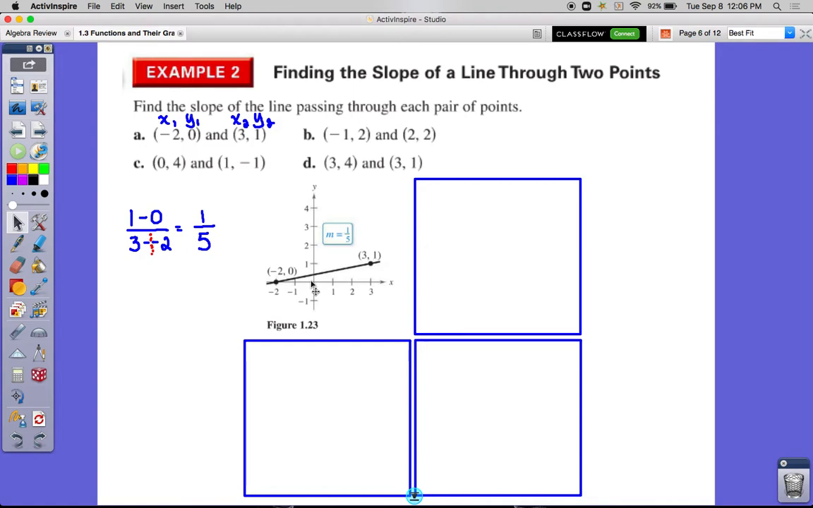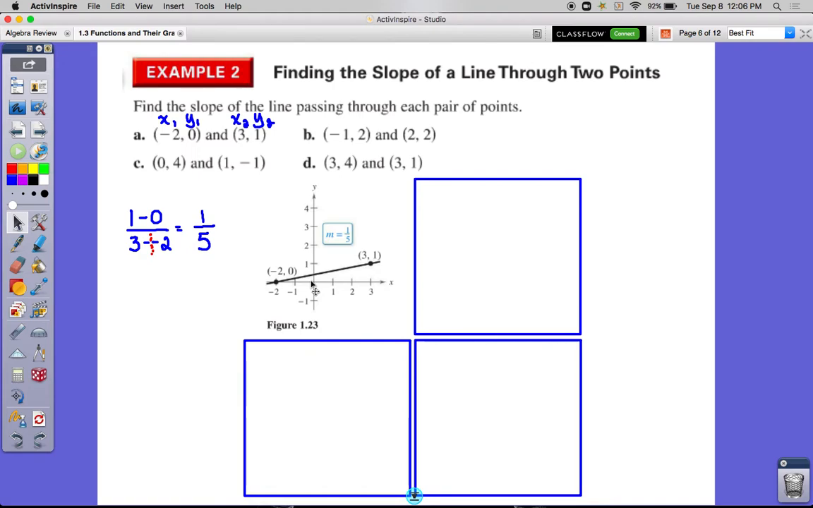or you can simply go through and calculate mathematically. Whichever way you choose, it's okay. It does not matter. You have that option. All right. So now the next one. The points for B are (-1, 2) and (2, 2).